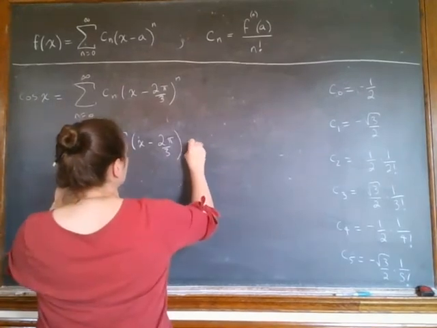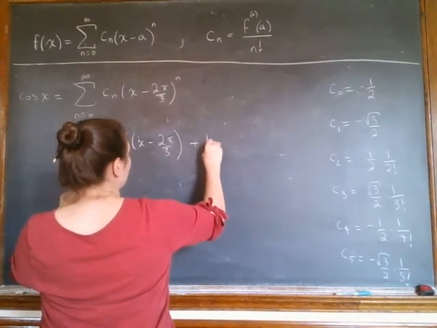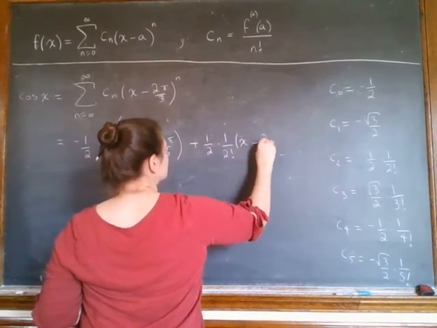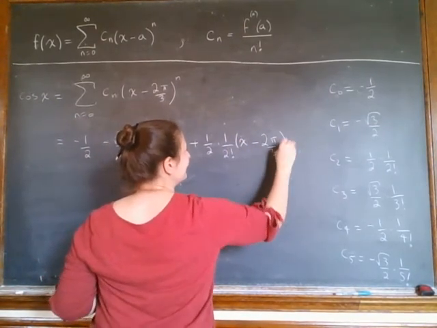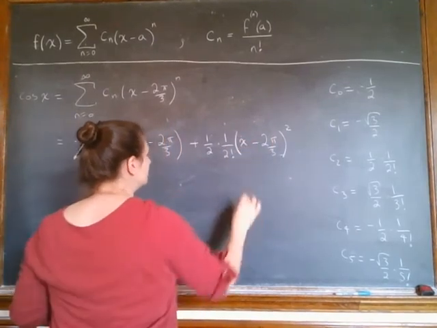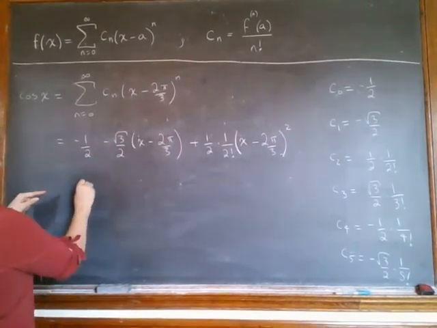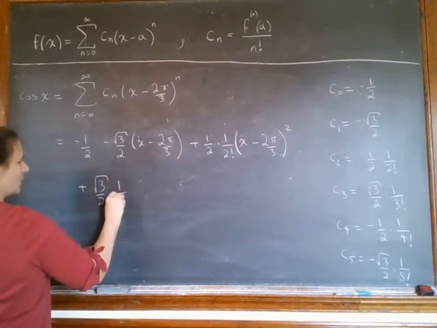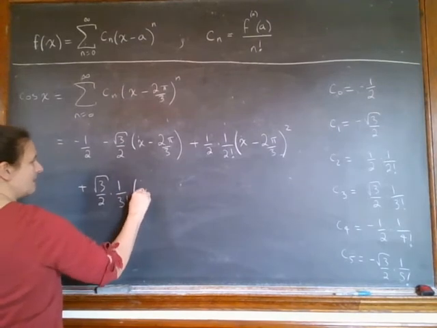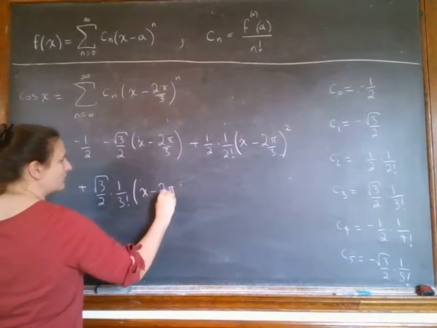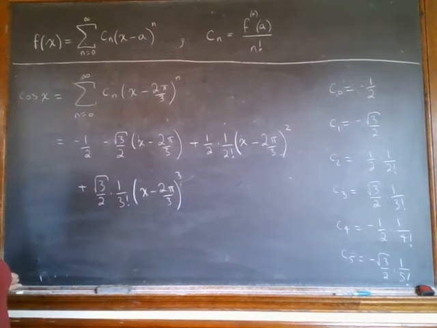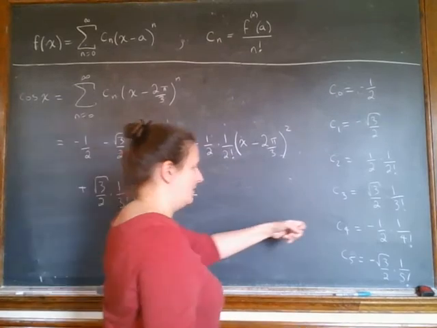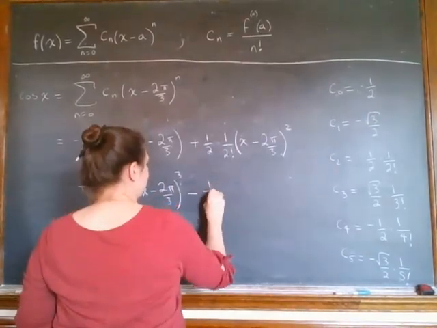C2 is 1/2 times 1 over 2 factorial times x minus 2 pi over 3 squared. C3 is root 3 over 2, 1 over 3 factorial, x minus 2 pi over 3, then with the cube. Okay, so this is my n equals 3 term. My n equals 4 term, I'm back to the negative 1/2, right?